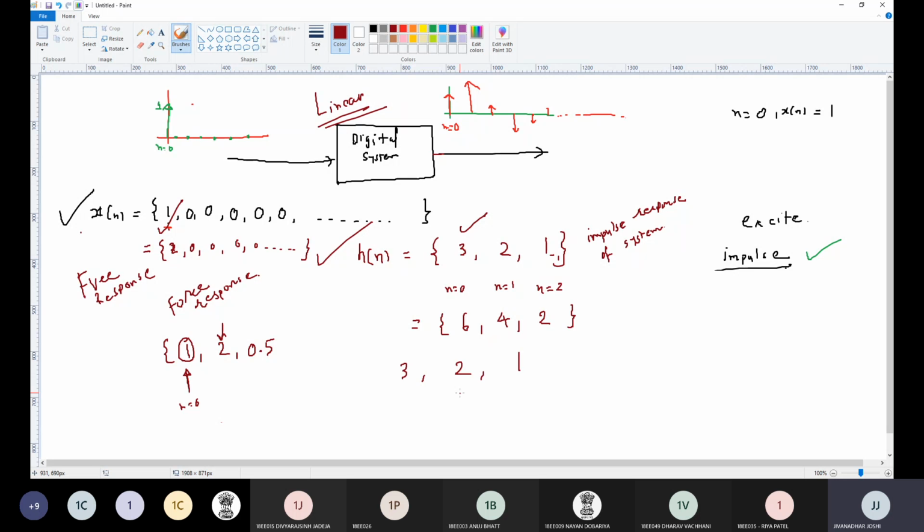So because of 2, how much output will we get? 6, because 3 into 2 is 6, right? Then 2 into 2 is 4 and 1 into 2 is 2. Do you agree with me?